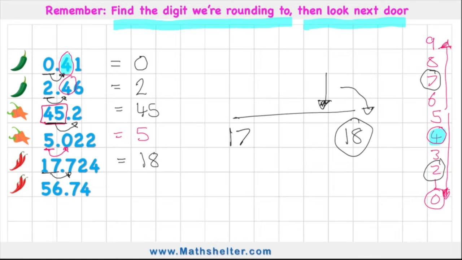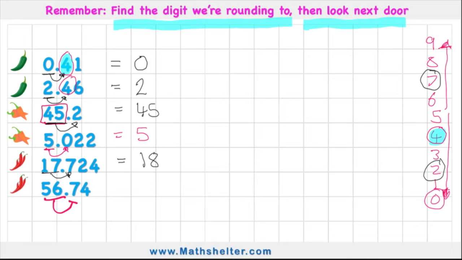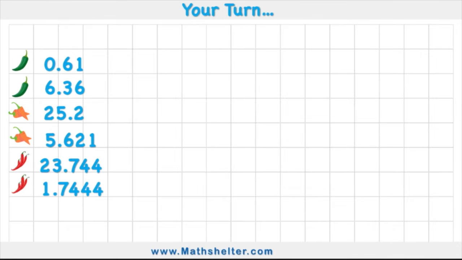And last but not least, 56.74. Let's not even use a number line for this one. 56.74. My whole number is 56. Number next door is a 7. There it is on my number line. So therefore, 56.74 becomes 57. Easy. Now it's your turn. Can you have a go at rounding these decimal numbers to a whole number? Use the same logic we just did. Follow the steps. Good luck.